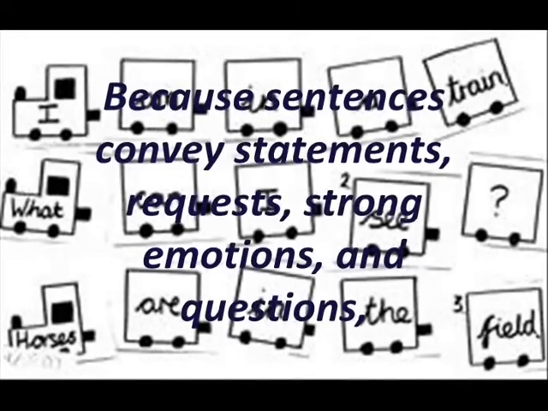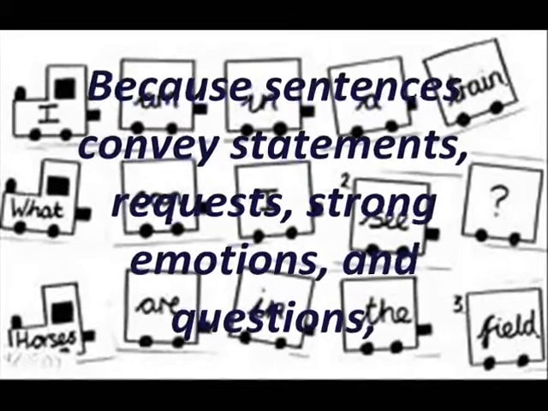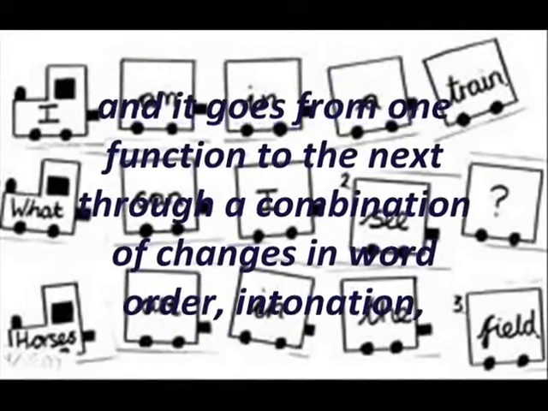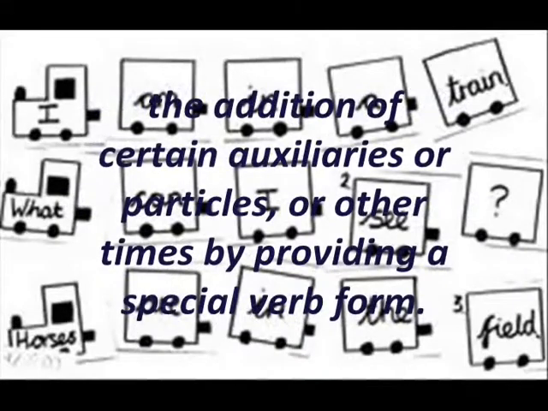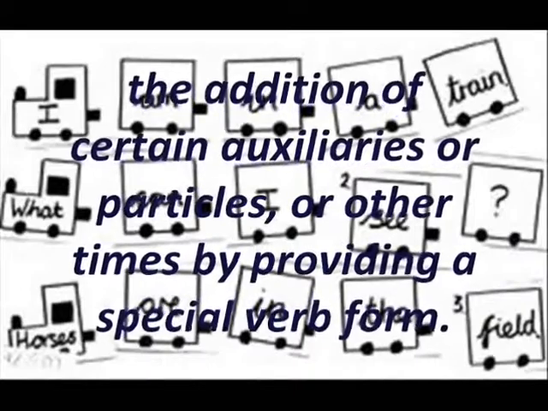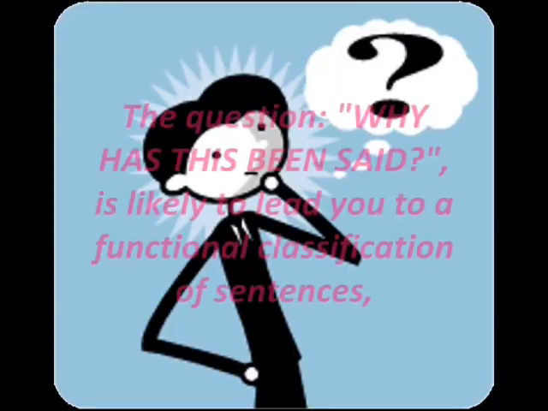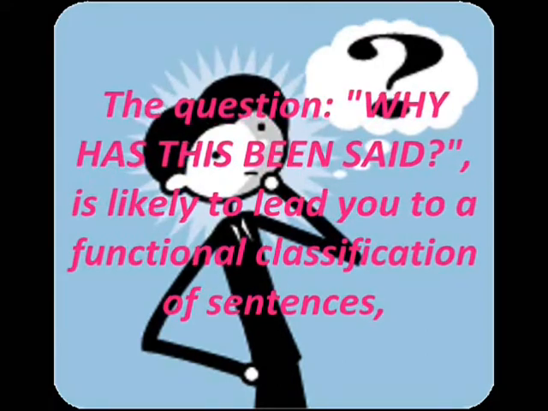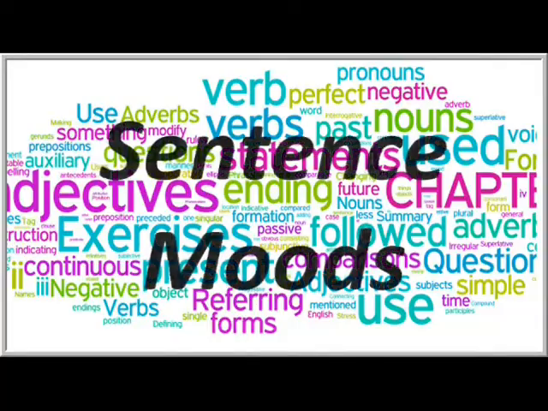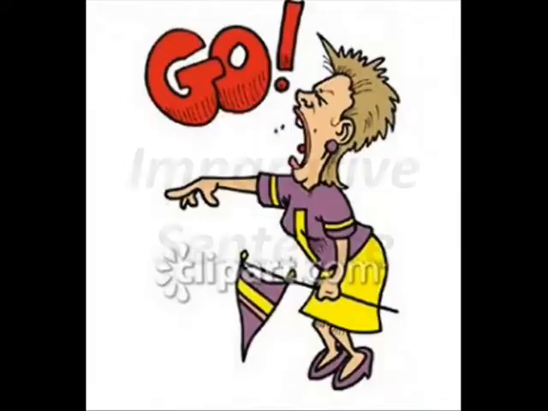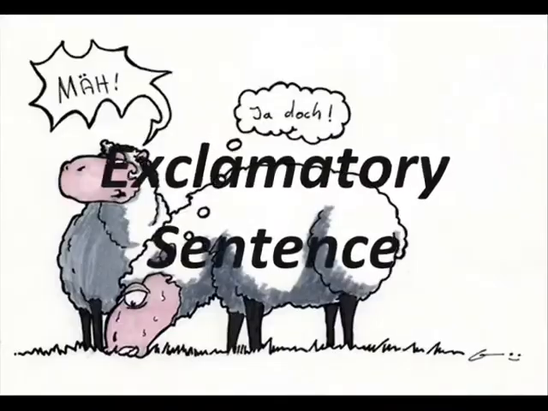Because sentences convey statements, requests, strong emotions, and questions, it goes from one function to the next through a combination of changes in word order, intonation, and the addition of certain auxiliaries or particles, or other times by providing a special verb form. The question, why has this been said, is likely to lead you to a functional classification of sentences, and these are the sentence moods: the declarative, interrogative, imperative, and exclamatory. Let's take a look at each sentence mood.